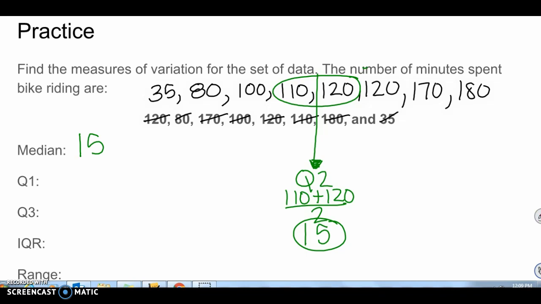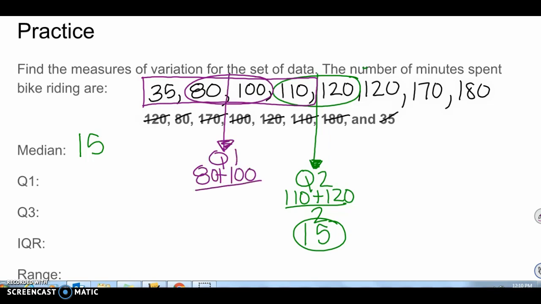We're going to begin by looking at the lower half of our data, which includes these four numbers. To find Q1, we find the median of the lower half of data. Our two middle numbers are 80 and 100. This gives us Q1. 80 plus 100 divided by 2 gives us 90. So 90 is our Q1.